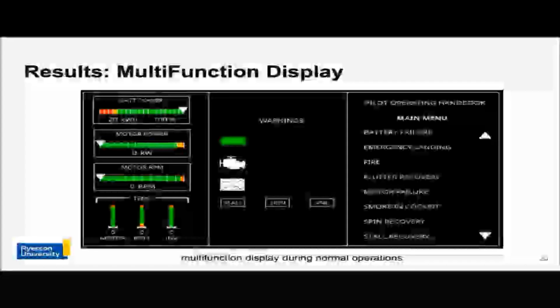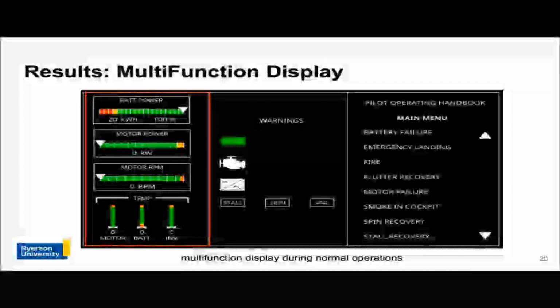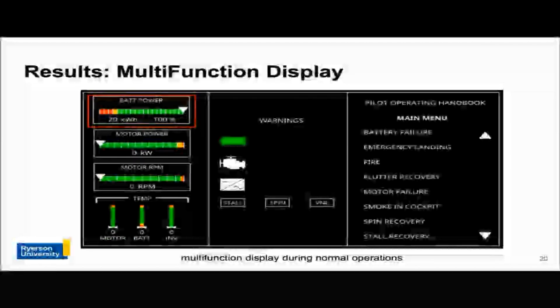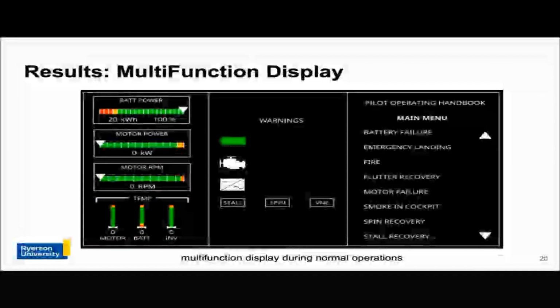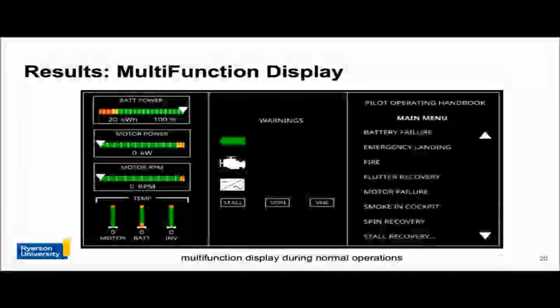The second screen is a multifunction display that is split into 3 sections. On the left side is the power plant indicating instrument group. It includes indicators for battery power, engine output power, engine tachometer showing rotations per minute, and temperatures of major electric components. For the Alpha Electro, there is a temperature gauge for the engine or motor, battery, and the inverter.